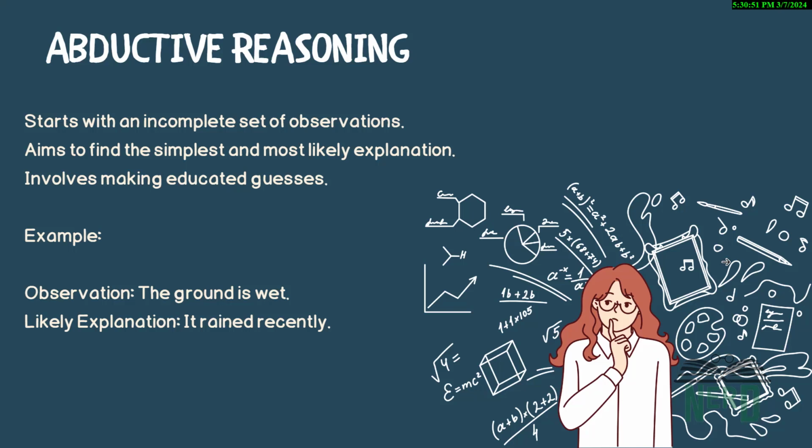So let me give you one example. Say you come home and see a wet umbrella and a pair of muddy boots near your door. So using abductive reasoning, you might guess someone in the house has been out in the rain recently. You don't have all the details like who it was or when they went out, but based on the clues, you come up with a likely explanation.